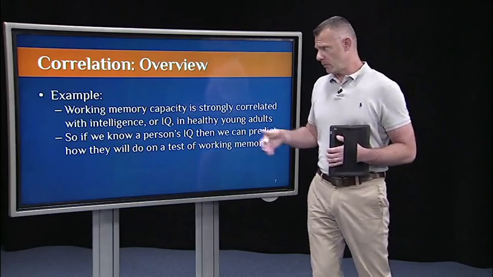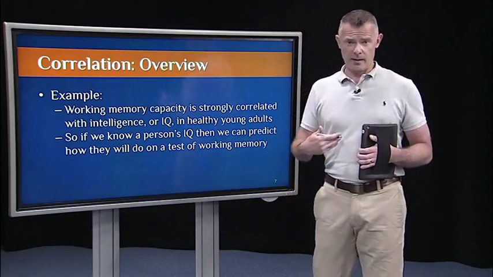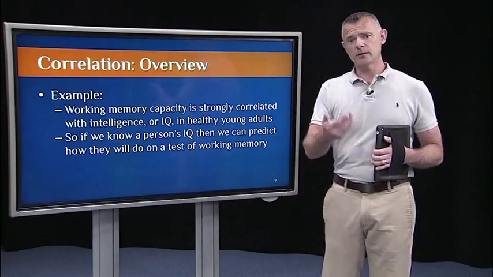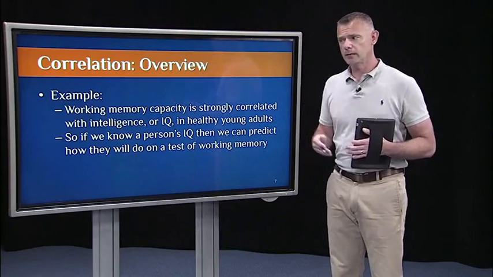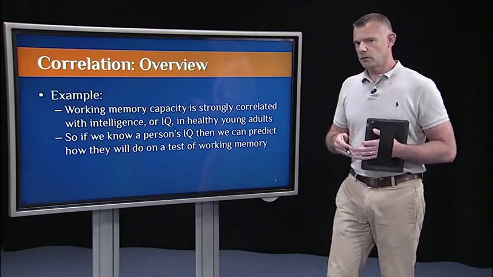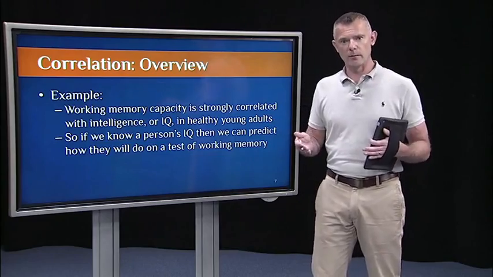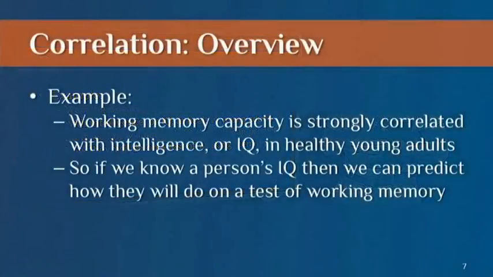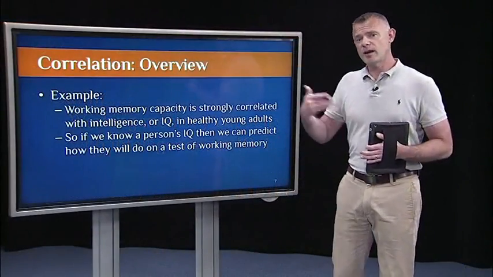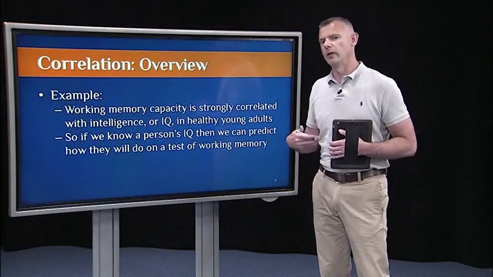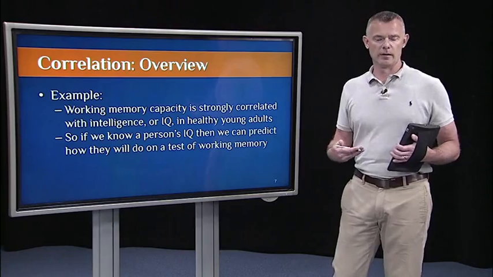Well, it came from years of research, some of it done by my graduate advisor, Randy Ingalls, some of it done by myself and my colleagues, showing that scores on tests of working memory capacity are highly correlated with traditional standardized tests of intelligence, or IQ. So we know that working memory is correlated with IQ. So if I know a person's IQ, then I could predict how well they're going to do in my lab when they come and take a working memory task.